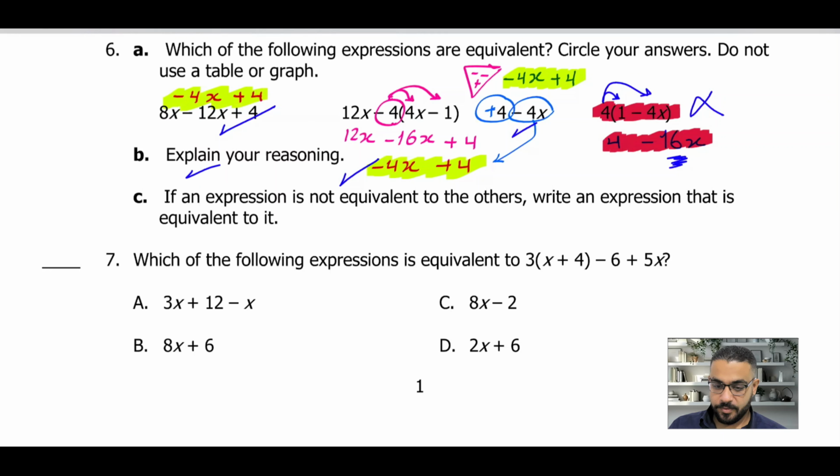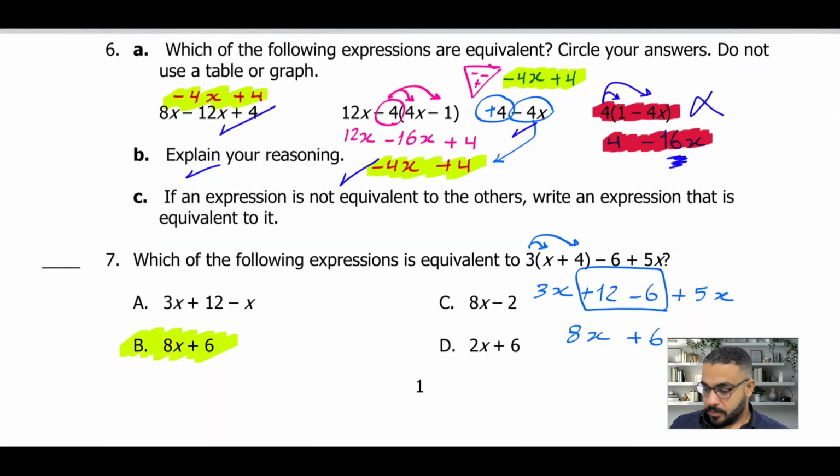Moving to question 7, which of the following expressions is equivalent to 3 multiplied by x plus 4 minus 6 plus 5x? So I have to multiply the 3 by x and the 4. So I got 3x plus 12 minus 6 plus 5x. Here I have like terms, 3x plus 5x will be 8x. And here I have 12 minus 6, which is positive 6. So the correct answer will be choice B, okay?